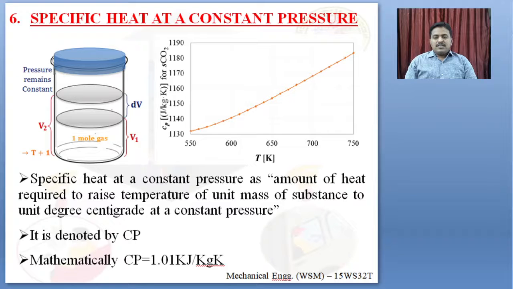Mathematically, Cp is equal to 1.01 kilojoule per kg Kelvin. The SI unit of specific heat and specific heat at constant pressure is the same, that is kilojoule per kg Kelvin. So at a constant pressure, the amount of heat required to raise the temperature of unit mass of substance by one degree centigrade is denoted by Cp.